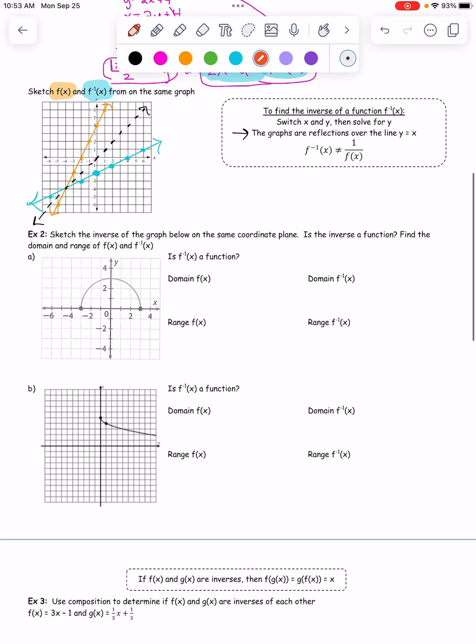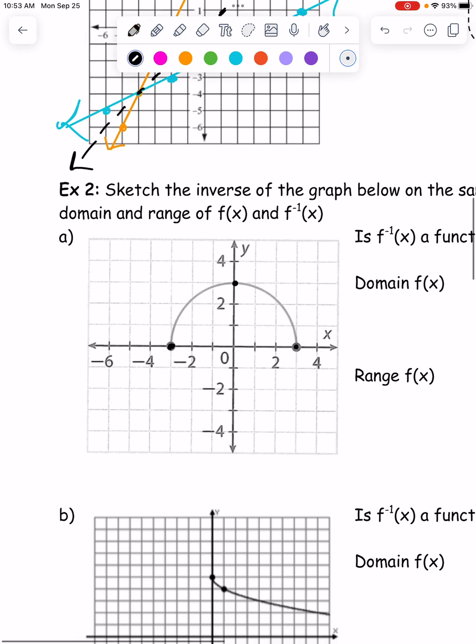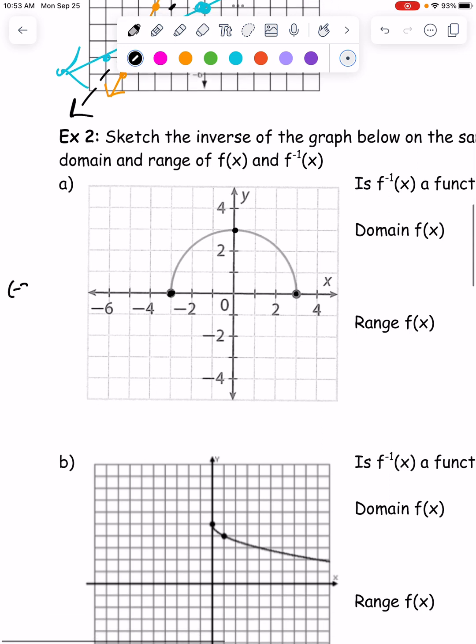So if you notice, for example, 2, I give you this function. I don't know what the equation is, but if I want to sketch the inverse, all I'm going to do is take these ordered pairs here, here, and here. Those are the only good points I see. So I see a negative 3, 0, a 0, 3, and a 3, 0. There are other points to pick all along here, but none of them are really good points, you know? So those are the points I'm going to pick.